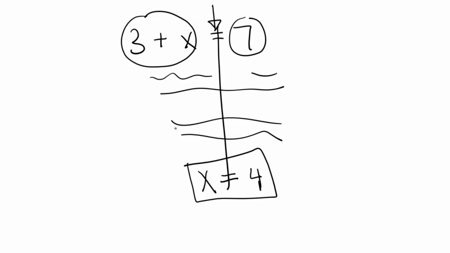So what I like to think about is just keeping the x on the side where it is. Usually we like it on the left side. Sometimes it's on the right side. But I like to just keep the x where it is and then move all the other numbers to the other side. So taking this example again, if we have 3 plus x equals 7.